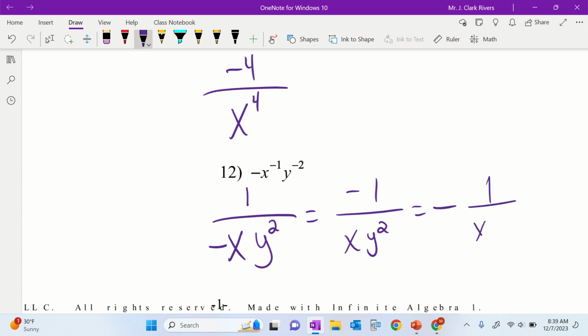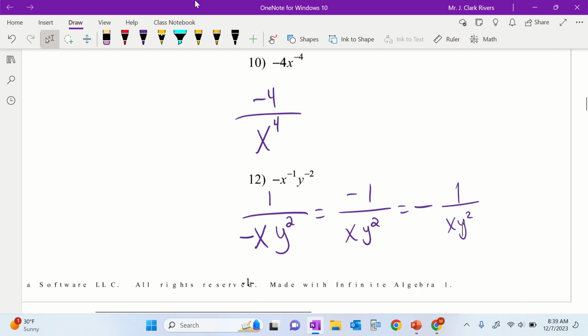1 over xy squared. So I brought that negative sign down with the x, which is a good thing to do. It's totally acceptable. But that negative sign could go in the numerator, the denominator, or out front, whatever serves you best. All right, let's keep going here.